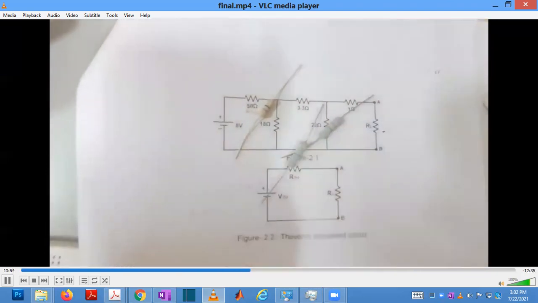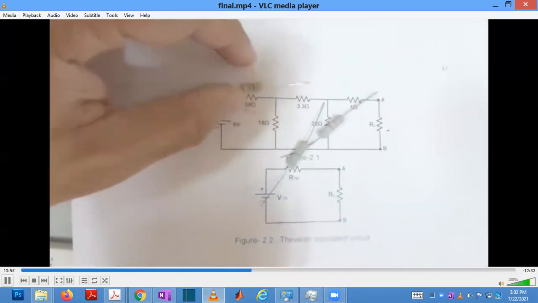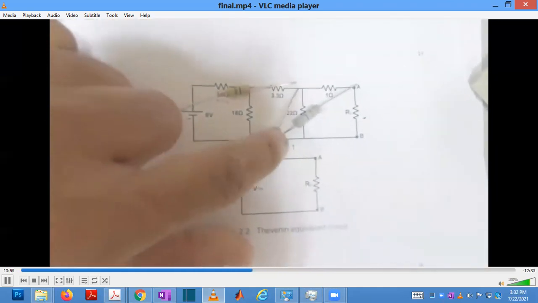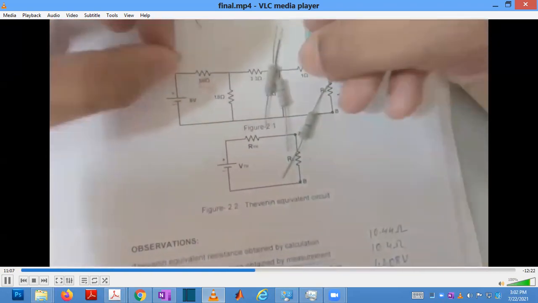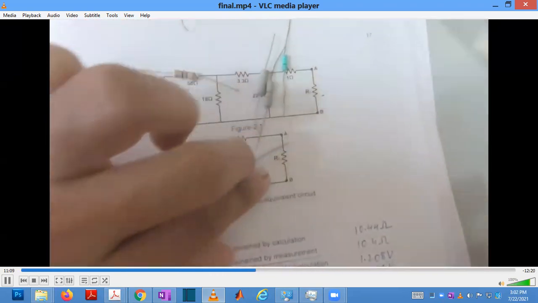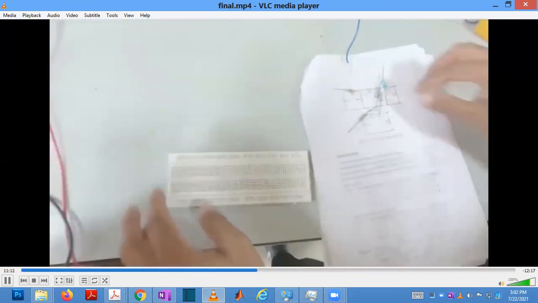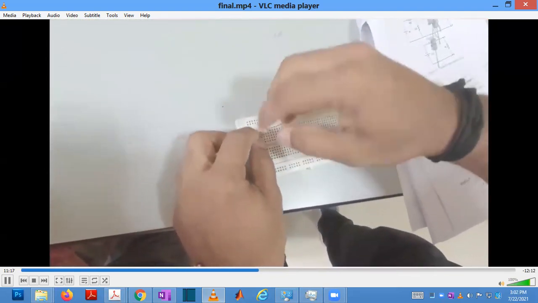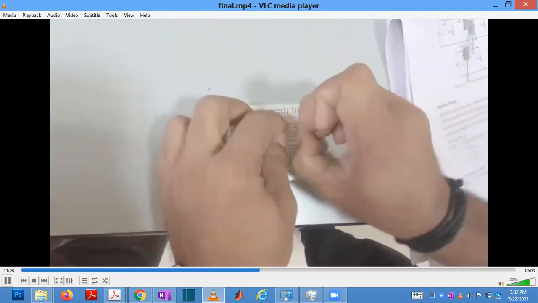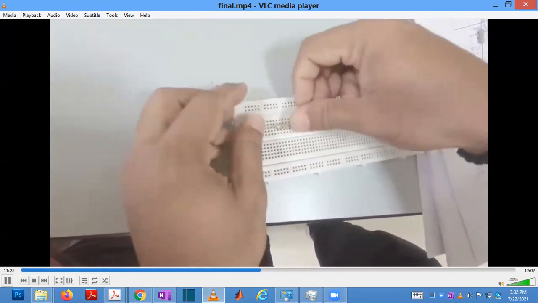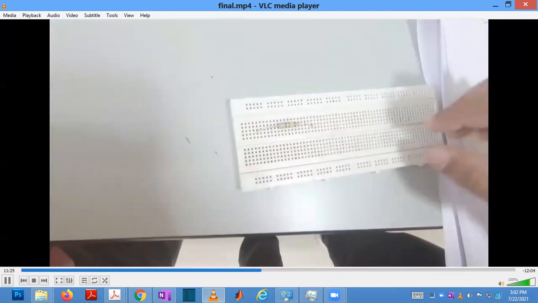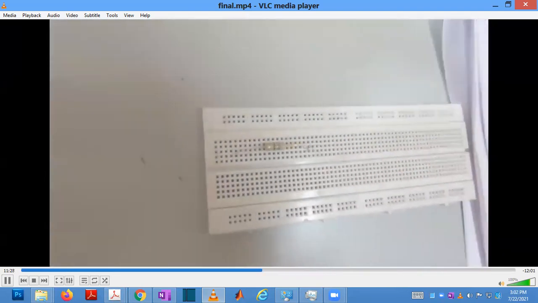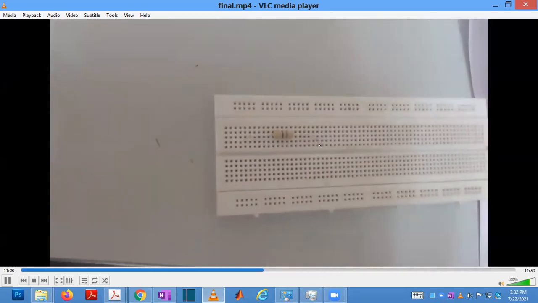You can use color coding for finding out the resistance values, or otherwise you can check with a multimeter, no problem. So these many resistors are required. I am going to connect them. Insert one terminal deep and connect it to another point in the breadboard. Next, on the same line, this line, I am connecting.